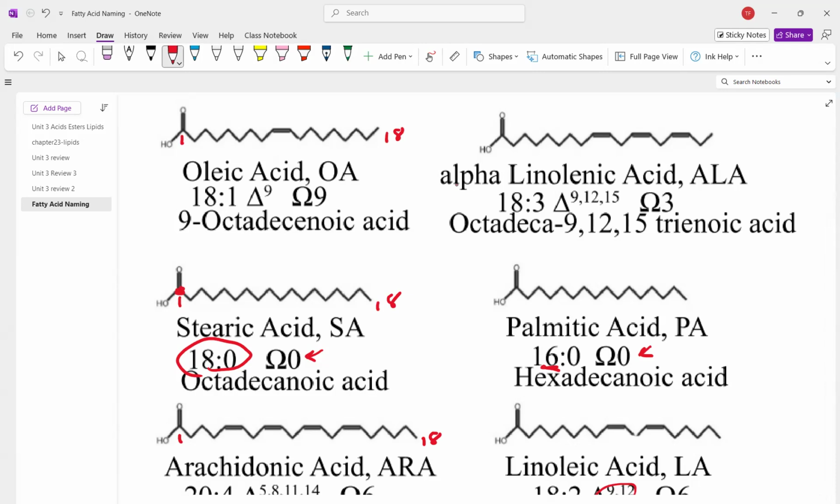Looking at the biochemist way using the delta, it's 18 carbons long, 1 double bond, and it's at position number 9 from the acid end. So we go 1, 2, 3, 4, 5, 6, 7, 8, 9. It's also an omega 9. Trioleate is the name of the triglyceride.